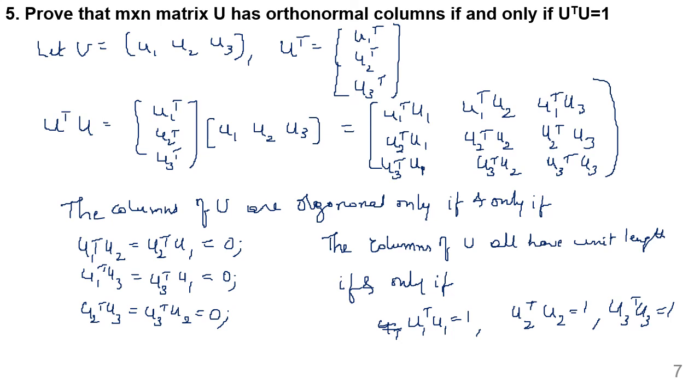Hence, the given matrix M cross N are orthogonal to each other if U transpose U is equal to 1.